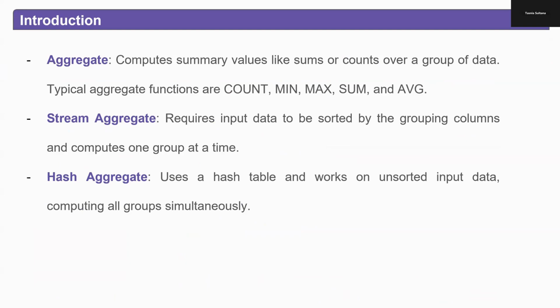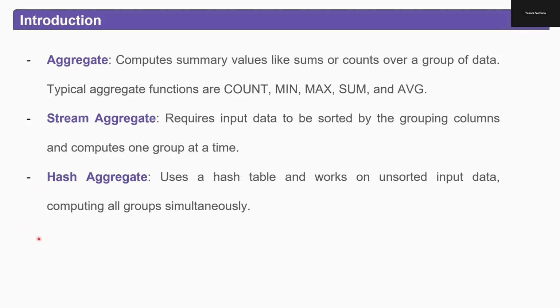An aggregate is a function that computes summary values such as sums, counts, or averages over a set of grouped data. There are two types of aggregation, stream aggregation and hash aggregation. Stream aggregation requires the data to be sorted by the grouping column before we start scanning it. This method processes one group at a time. Sorting is expensive, so stream aggregation is used only when necessary, such as when the data is already sorted by an index or when an order by clause is used.